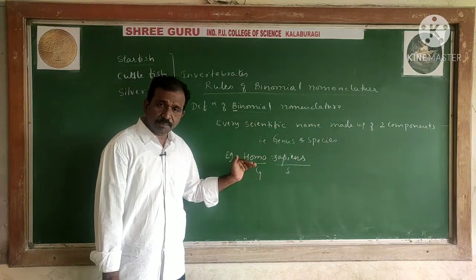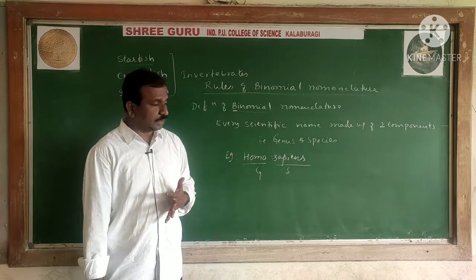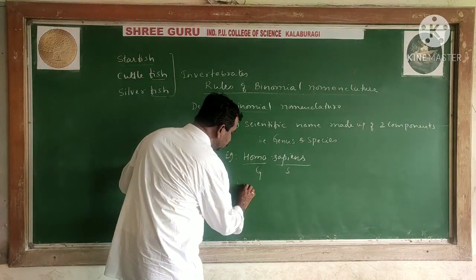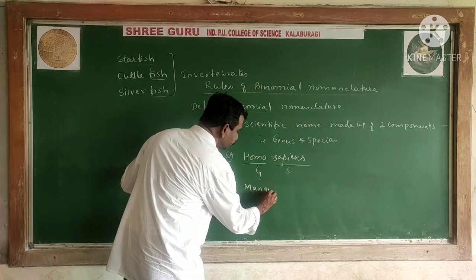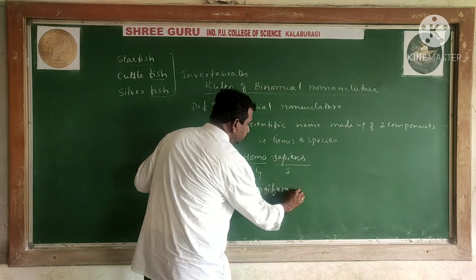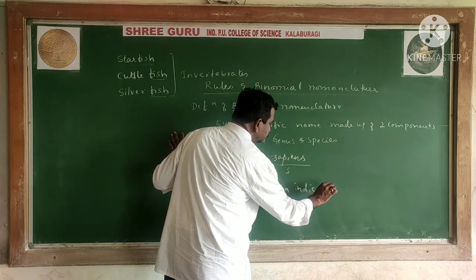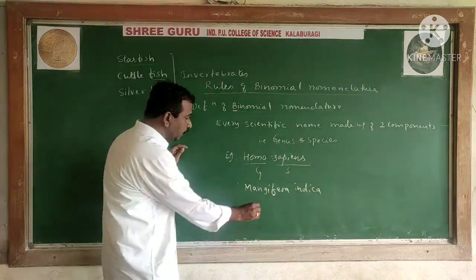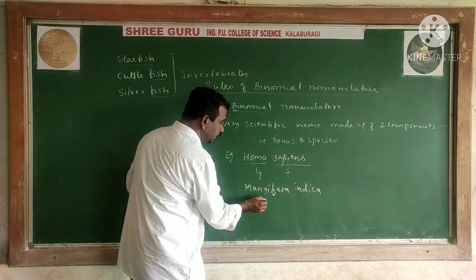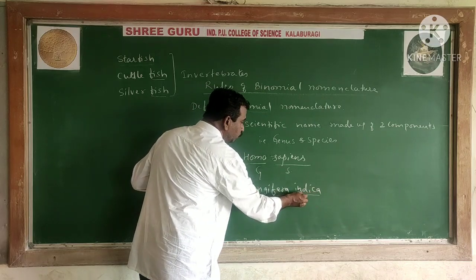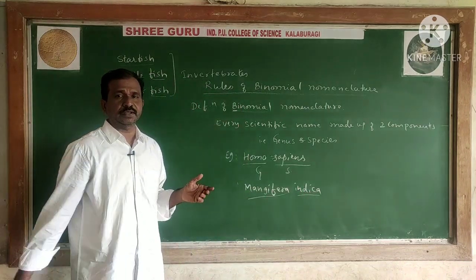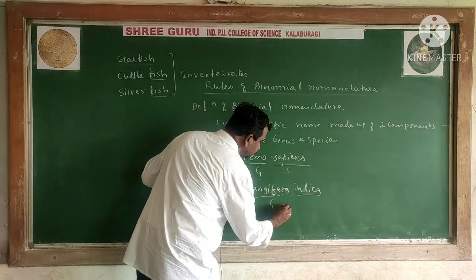So Homo sapiens is there, Mangifera indica is also there. Another example you can observe: Mangifera indica, mango. This is the genus, this is the species.